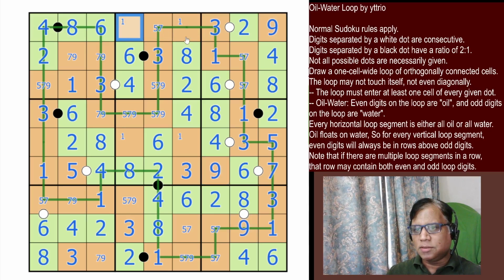So that's 3 9, so that's 1 5 7, not helping. 5 7, 5 7 9, 5 7 9. So what is remaining? That's 7 9. 1 3 5 is done. 7 9, 5 7 9, 5 7.